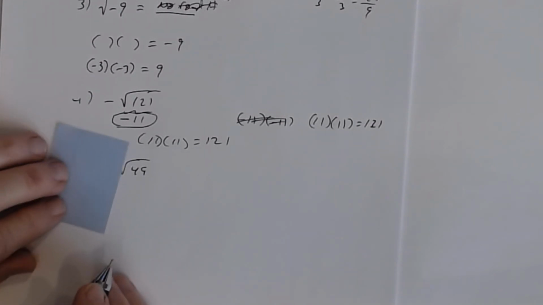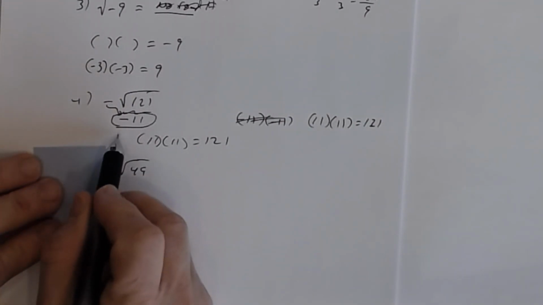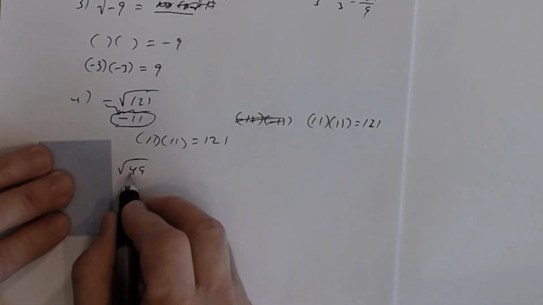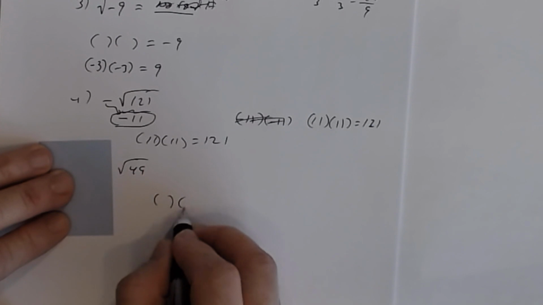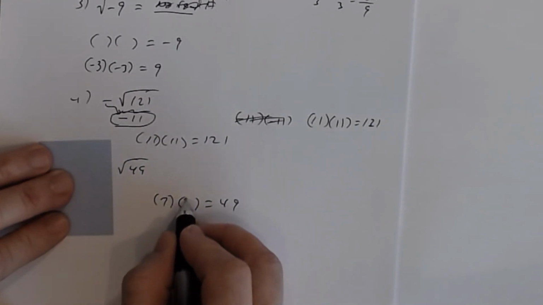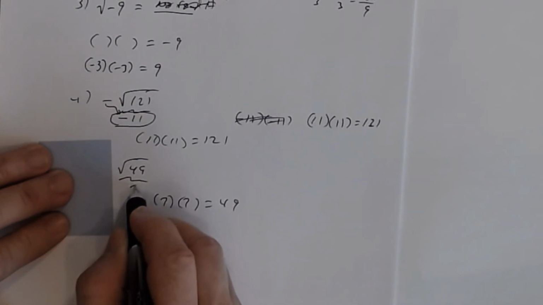Let's cover up the 3 for right now, just like with the negative. Remember, all we do is just bring down the negative. So we're going to cover up the 3. The square root of 49, you're going to ask yourself, what number times itself is 49? Well, that's easy because 7 times 7 is 49. So that means that the square root of 49 is 7.